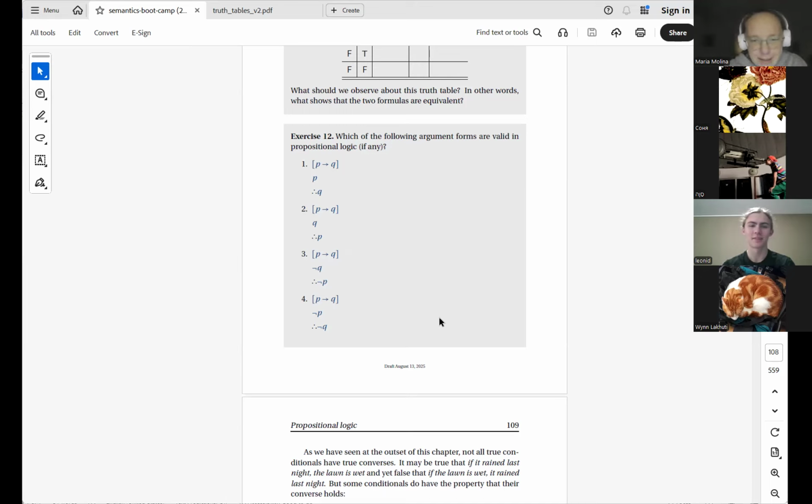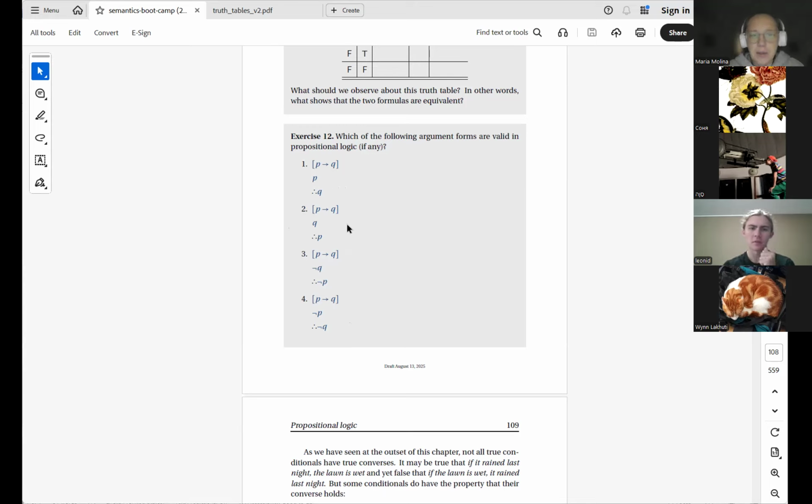So the fallacy of affirming the consequent is number 2, and the fallacy of denying the antecedent is number 4. So number 2 and number 4: might be that, might be not.